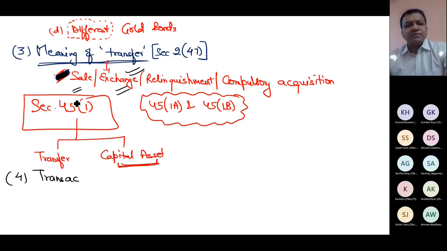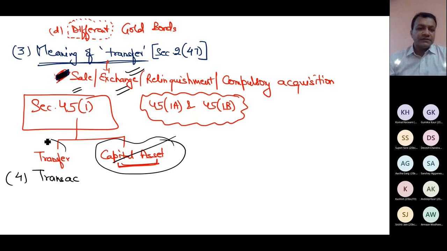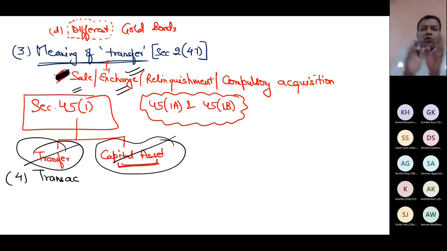Sale will happen, exchange will happen, but still you say that this is not transfer. And if it is not transfer, there is no need to compute capital gain, because when something is not a capital asset, when something is not transfer, I will not compute income under the head capital gain. So now my fourth subheading, transactions which are not treated as transfer.